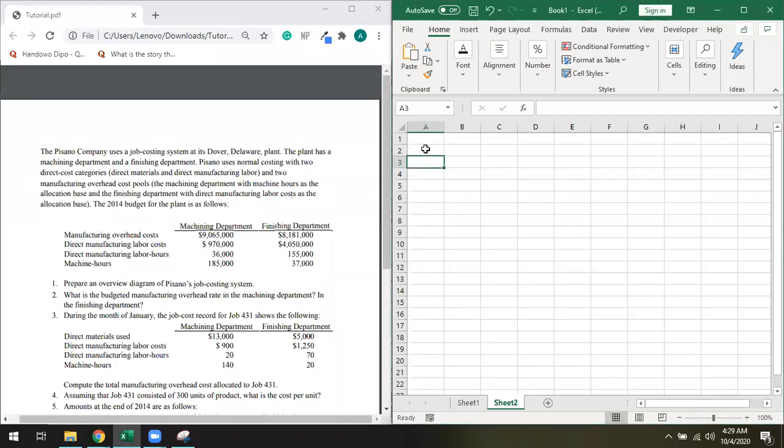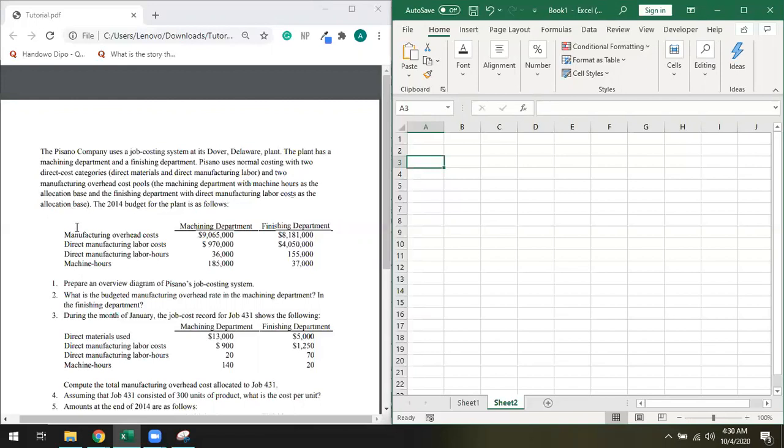Okay, hi guys. So this is the exercise for this chapter, the proper exercise. In this question, there's information regarding Pisano company that uses job costing system at its plant. The plant has two departments, a machining department and a finishing department. Pisano uses normal costing with two direct cost categories, direct materials and direct labor, and also two manufacturing overhead cost pools. Machine department with machine hour as the cost allocation base, and the finishing department with direct manufacturing labor cost as the cost allocation base.